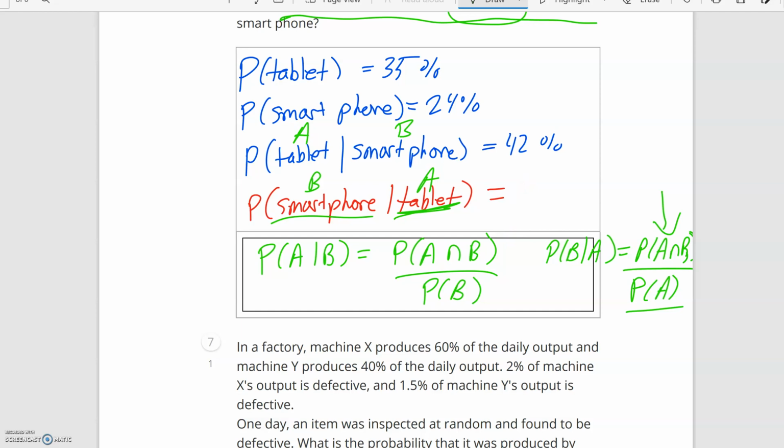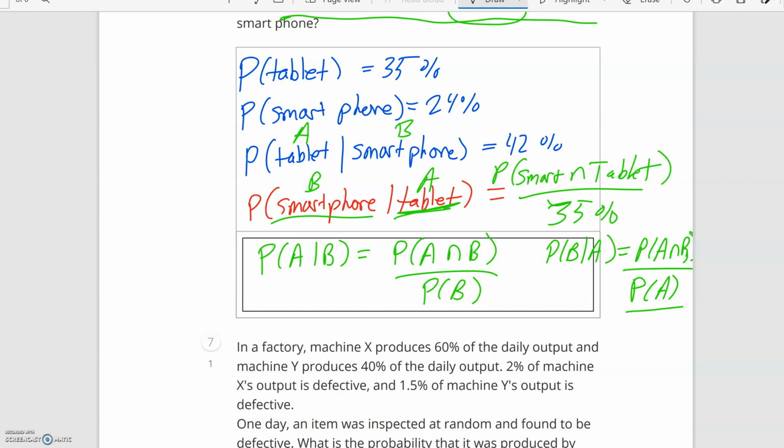The intersection, do I know the intersection between them? That's something I don't know. So I just want to put that up here. I don't know the smartphone intersecting with tablet. If I did, I could just plug it in and be done. I do know the probability of the tablet, which is 35%, so I can put that right here. So I've got to find out what is the probability of a smartphone and a tablet.